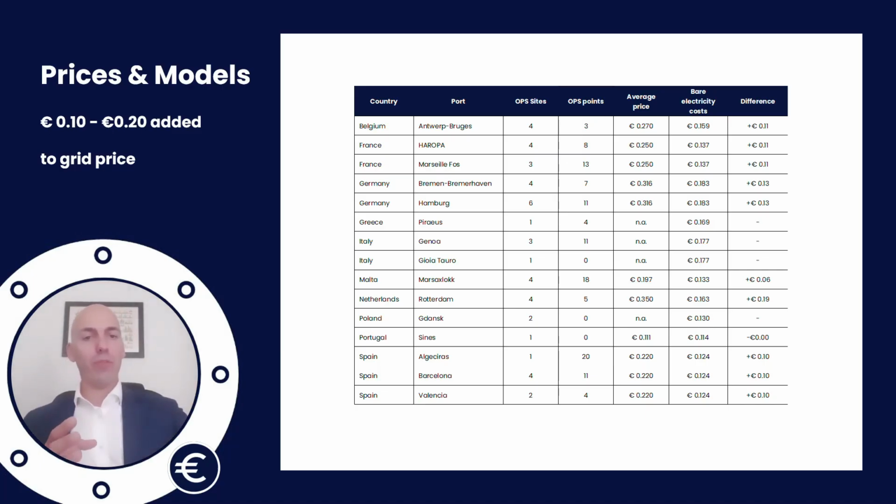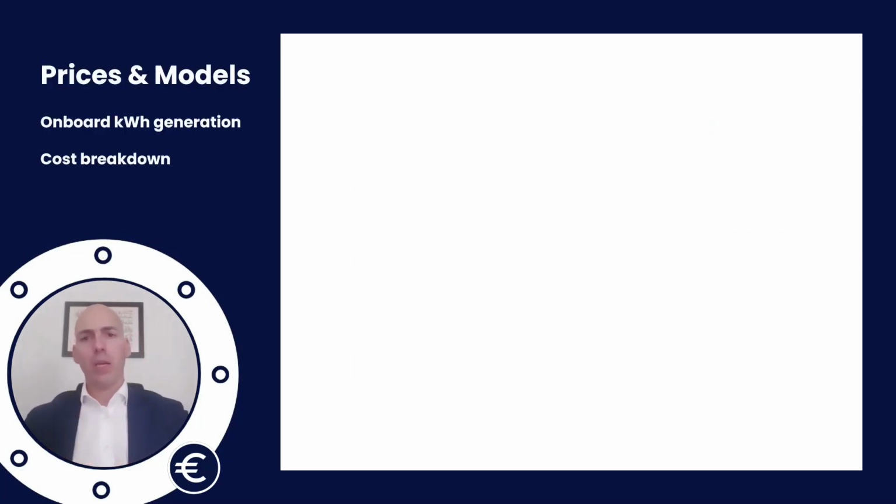But to do it, we first need to know how much it costs on board a ship to generate electricity. So let's have a look. If we take any ship, it's going to be different for any other ship. But bottom line, the basic way for ships to generate power on board is taking an auxiliary engine, or in the case of diesel electric, an engine.